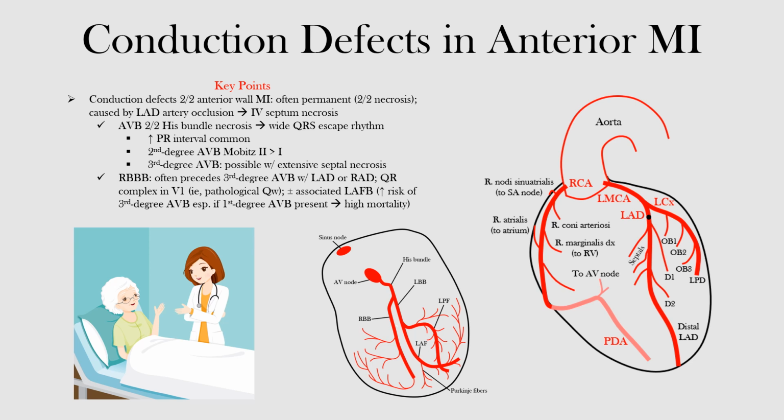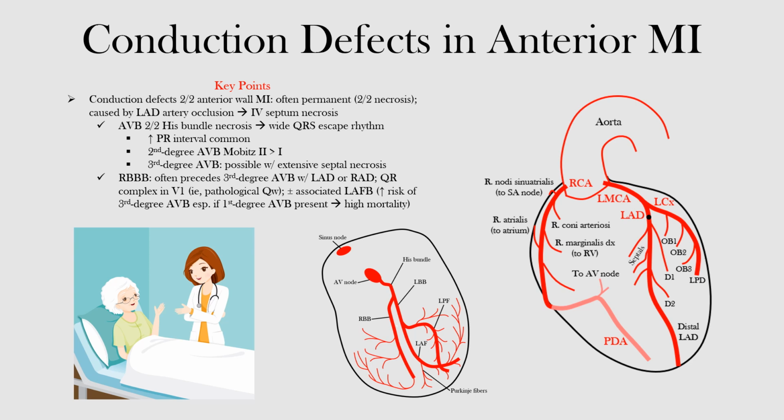Now, AV blocks tend to result from necrosis of the His bundle, and that is the reason why any escape rhythm typically has a wide QRS complex origin, and it usually has a right bundle branch block pattern. A prolonged PR interval is also not uncommon with these anterior wall MIs. Now, if second degree AV block is present, it is often Mobitz type 2, and this is more common than we saw in the inferior wall MIs. If extensive septal necrosis is present, third degree or complete heart block can develop and is often preceded by a new right bundle branch block with a left or right axis deviation.